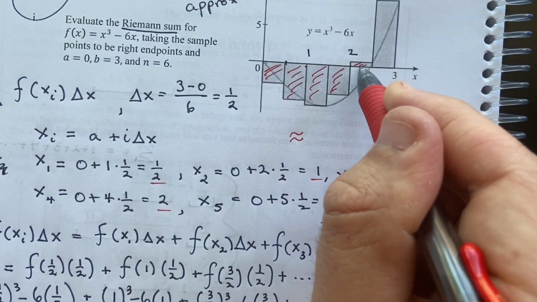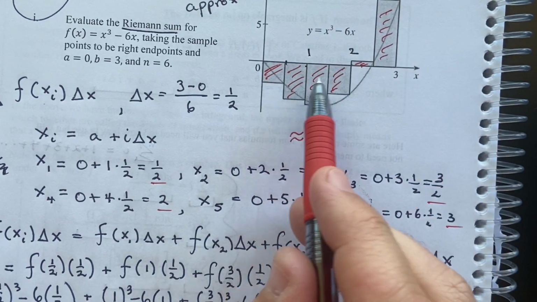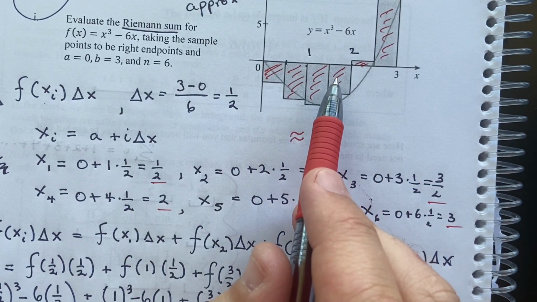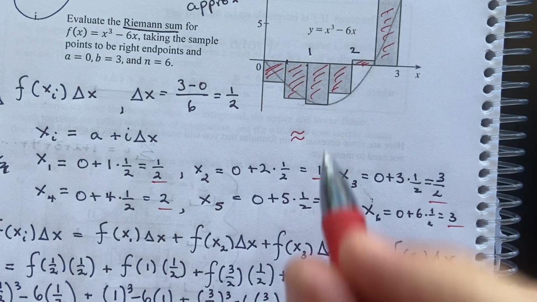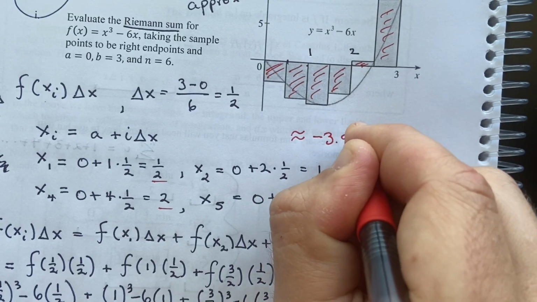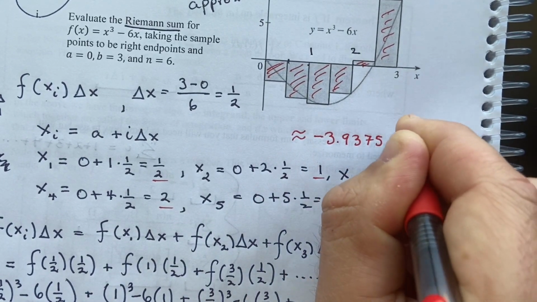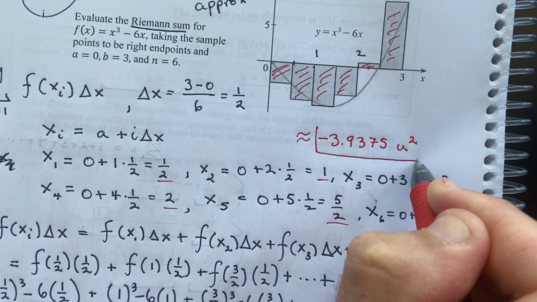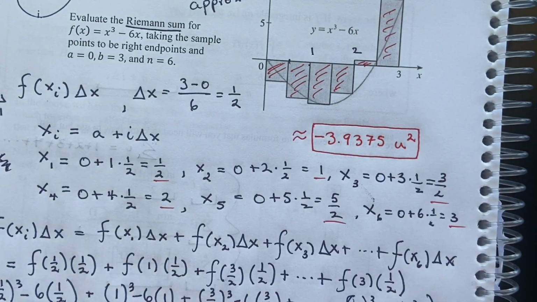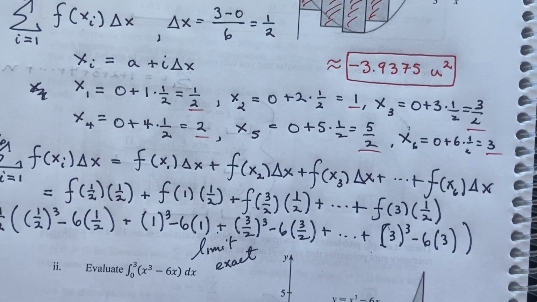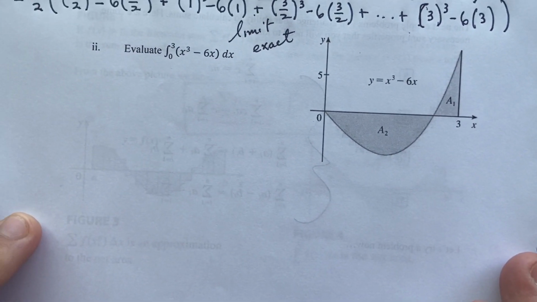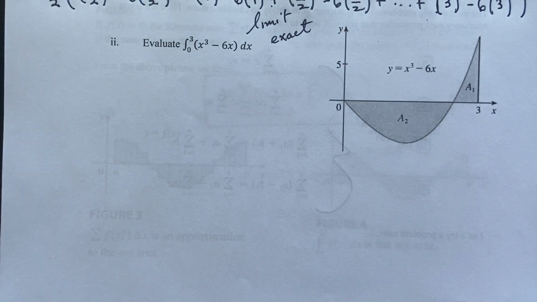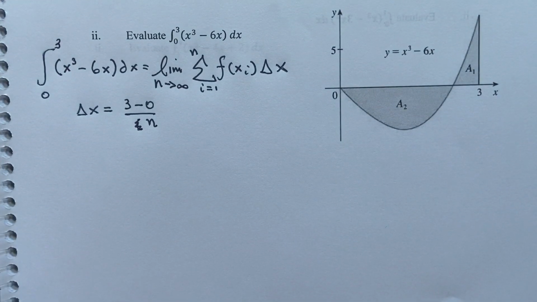I'm liking the negative number because we have more area below. The area that's counted below the x-axis would be counted as negative area, actually. So this is negative 3.9375, and that would be some number of square units. Okay. So let's go down here and try this exactly now. Okay, so on to part 2.